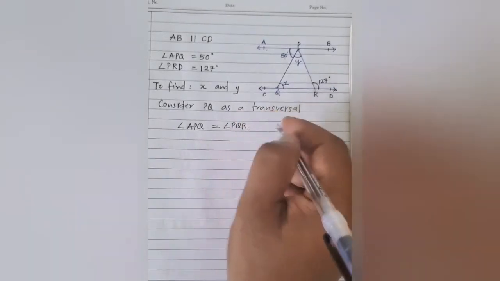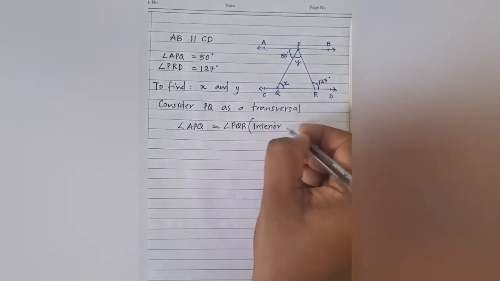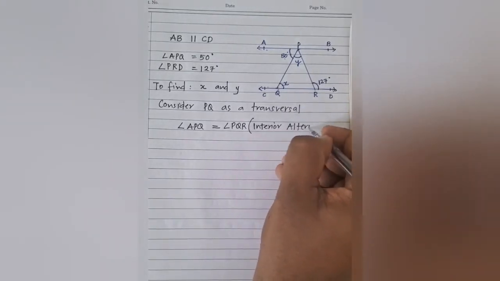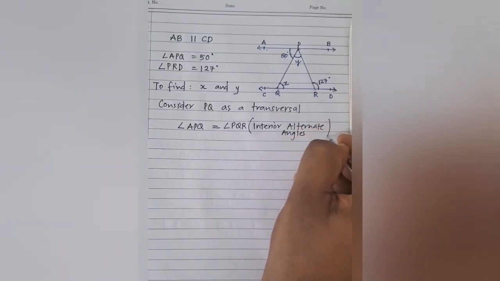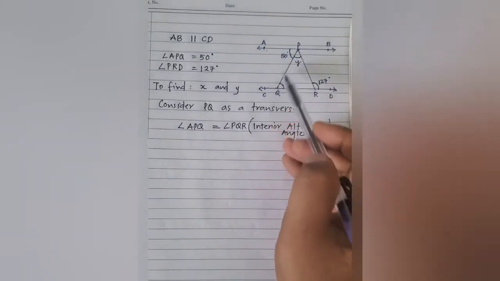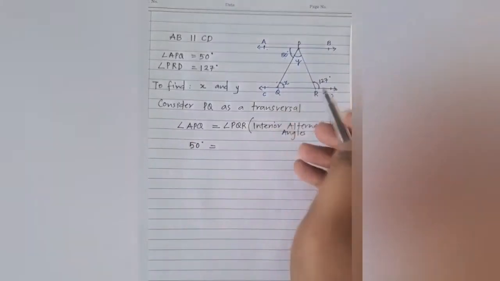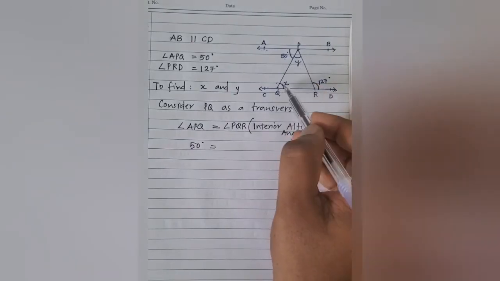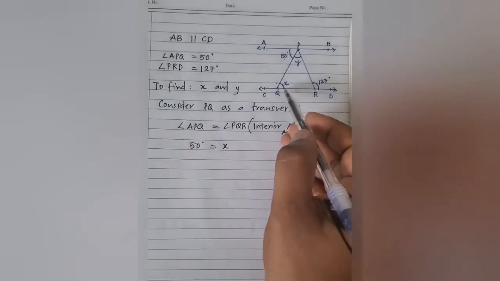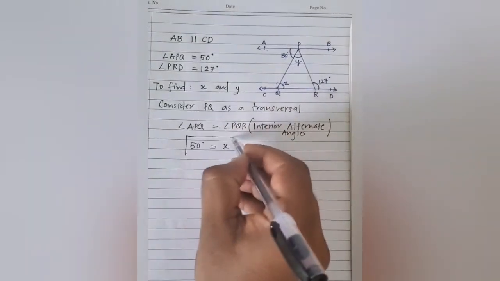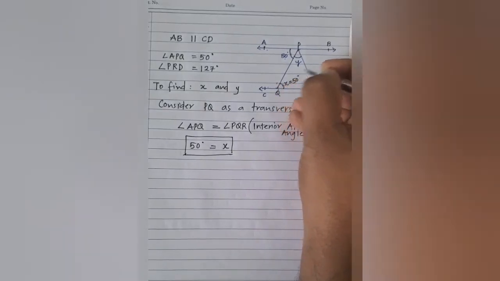What is the reason of being equal? They are interior alternate angles. Okay, so APQ is mentioned as 50 degree is equal to PQR, and that is given as X. So we got the value of X, and what X is? X is equal to 50 degree. So X is equal to 50 degree.